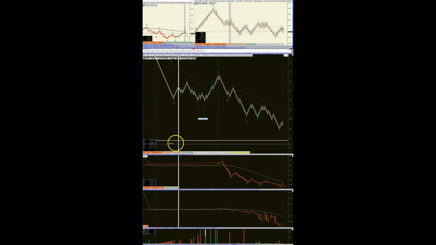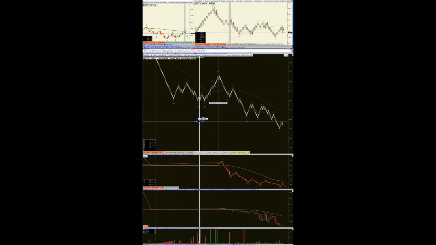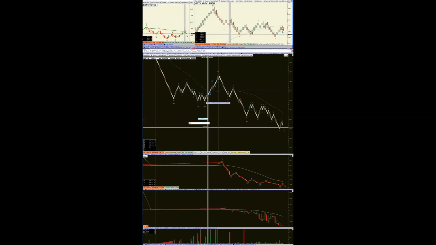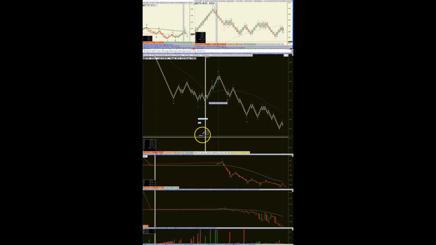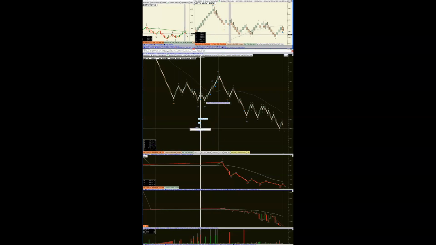Okay, good. Second is support and resistance. And then the third thing is levels. Levels and support and resistance are a little bit different. Levels, I'm actually looking because that's what the trades will be.